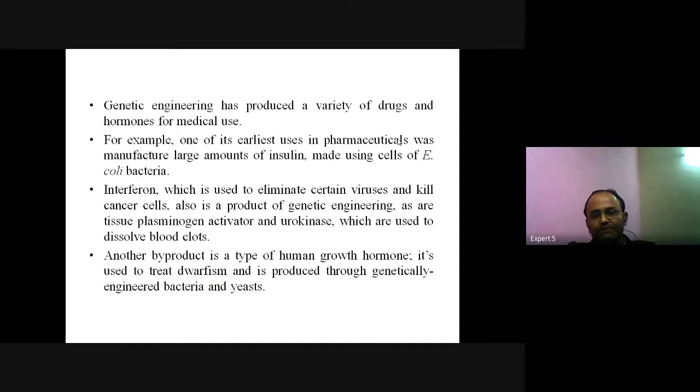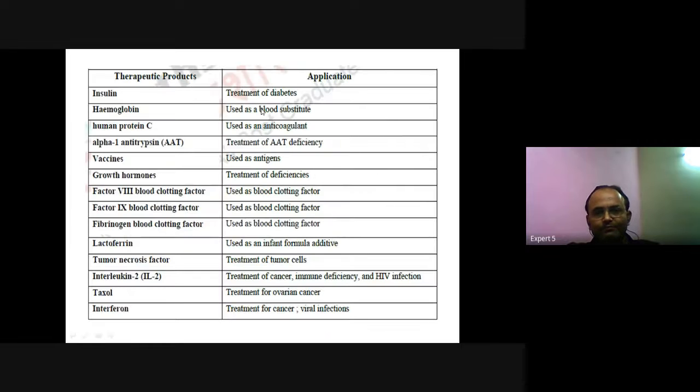Another product is a type of human growth hormone, somatotropin. It is used to treat dwarfism and is produced through genetically engineered bacteria and yeast. These are some therapeutic products formed with the help of genetic engineering techniques: insulin, which is used to treat diabetes, hemoglobin as a blood substitute, human protein C, and different types of vaccines, such as recombinant vaccines and DNA vaccines, growth hormones, and so on.